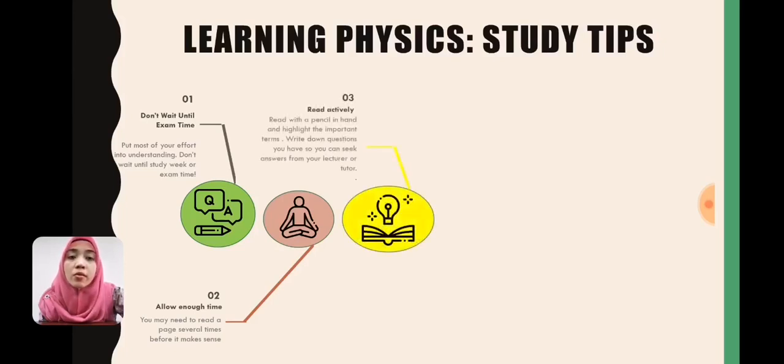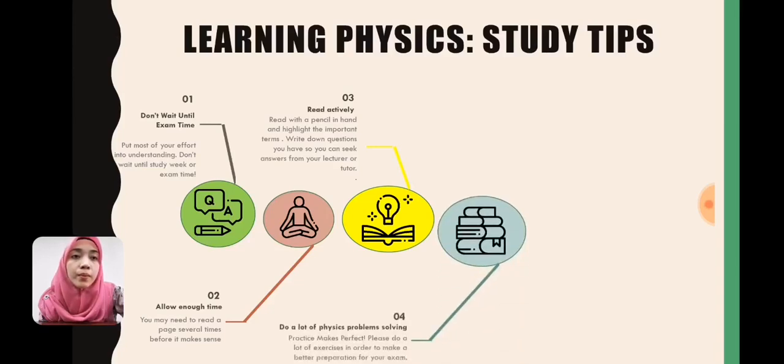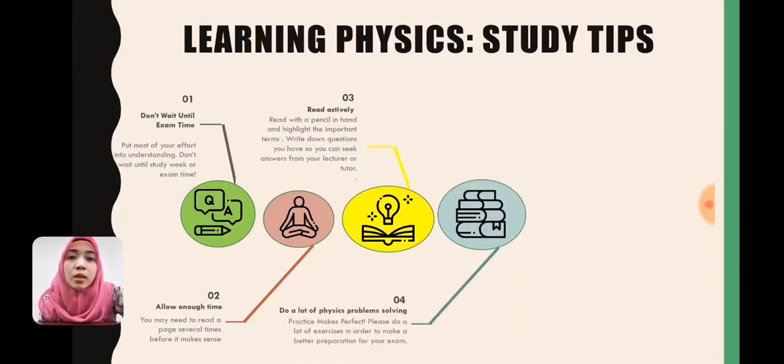Next is read actively. How to read the physics book: read with a pencil in hand and highlight the important terms. If you have a question, please write it down and ask your lecturer, your tutor or your friends. Next, do a lot of example questions and problem solving. As you know, practice makes perfect, so please do a lot of exercises in order to make better preparation for your exam.